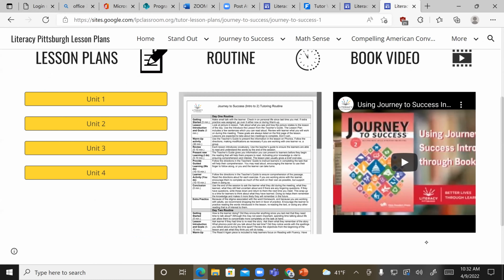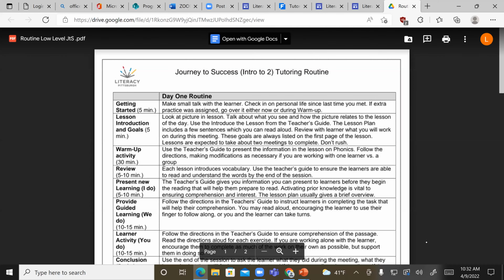There we go. In the middle here is the routine that we've looked at, that you were introduced to when you did your tutor training. The routine, and I am going to show it to you because I didn't print it out for you like I meant. The routine takes the lesson plan and gives you time increments for each section, okay?